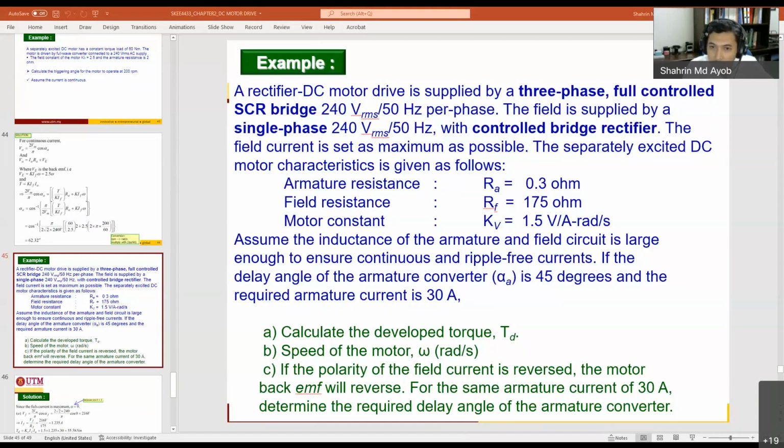The RF is 175. And the motor constant, as you can see, is 1.5 V over A radian per second. And we assume that the inductance of the armature and field circuit is very large, meaning that the current is DC. And it says that if the delay angle is 45 degrees and the current that flows inside your armature circuit is 30 amps, calculate the developed torque.